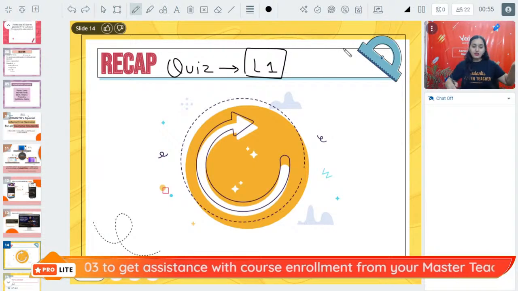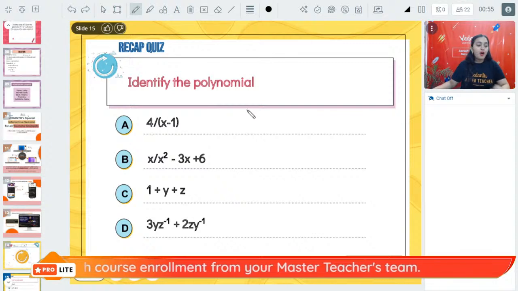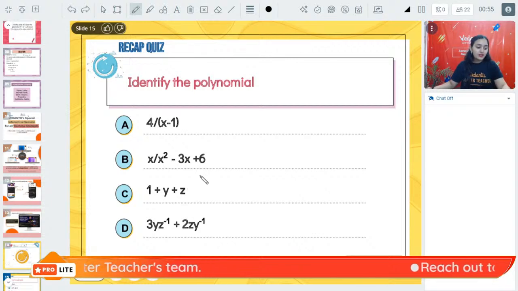All right, people. Here comes question number 1. Identify the polynomial among the following. Which one of them is a polynomial?